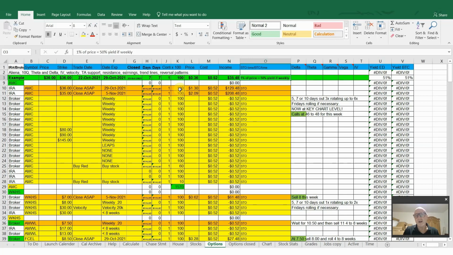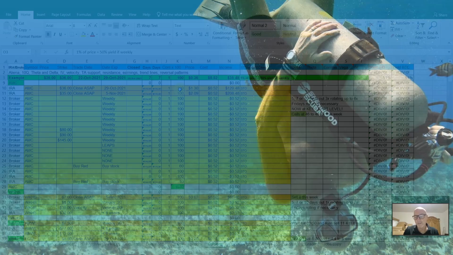Sometimes it's good, sometimes it's bad, and this is what I've been saying on all my Twitter tweets: AMC is the best money-making options underlying stock that I've ever worked with in 20 years. I love it, and GME would have been even better had I not sold that. But AMC is awesome.